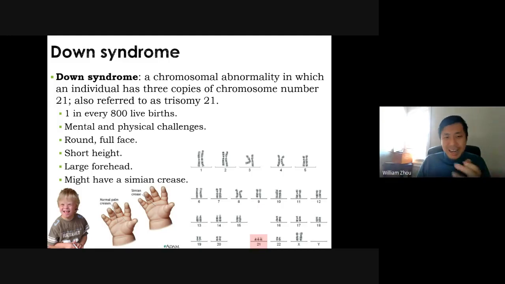So 1 in 800 is not rare at all. But how many people with Down syndrome do you personally know? I'm going to go ahead and say 0. It's very rare to know someone with Down syndrome. You might know 1, but I don't think you know more than that because they're rare in the population. But wait, I said 1 in 800. It seems like it's more like 1 in a million. So what happened to the rest of them?